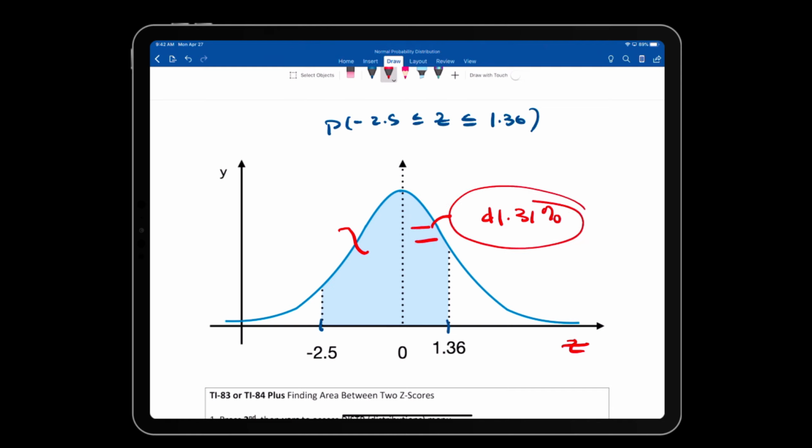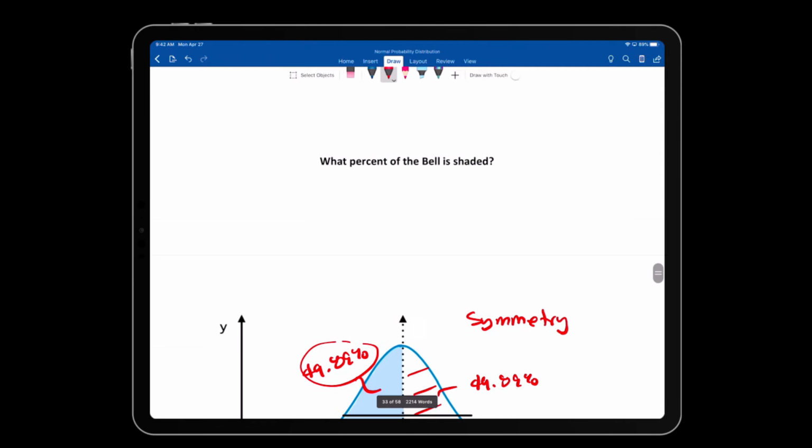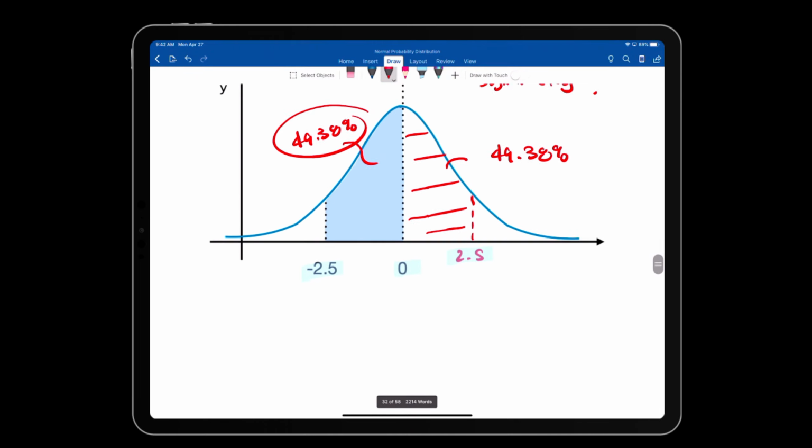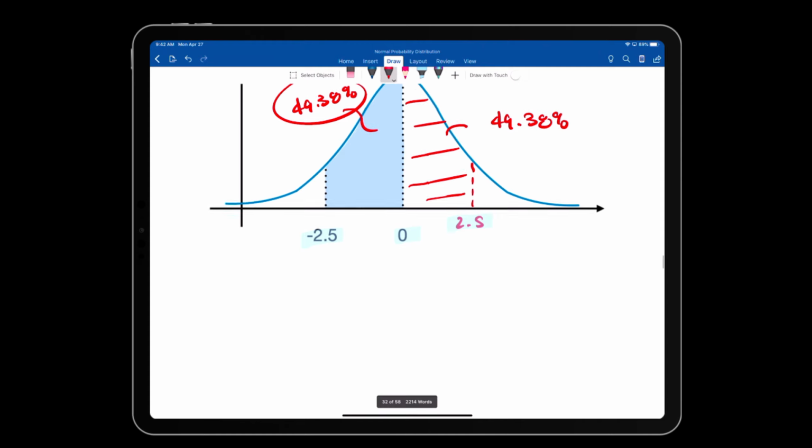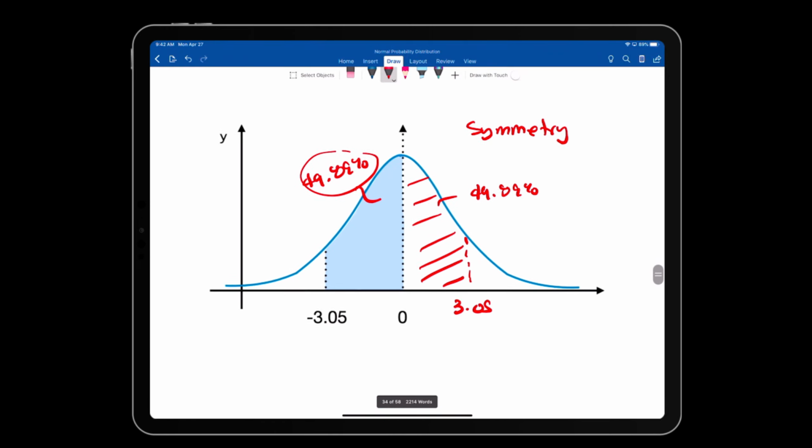That's this portion here, ladies and gentlemen. And then we need between negative 2.5 and 0. We need this portion here. Okay, so you guys know, look for this problem we did. Okay, the 2.5. Let's find out what that is. I think that was the second one we did. Oh, no, it's right here. 49.38. 49.38%. So you're going to use that 49.38%.